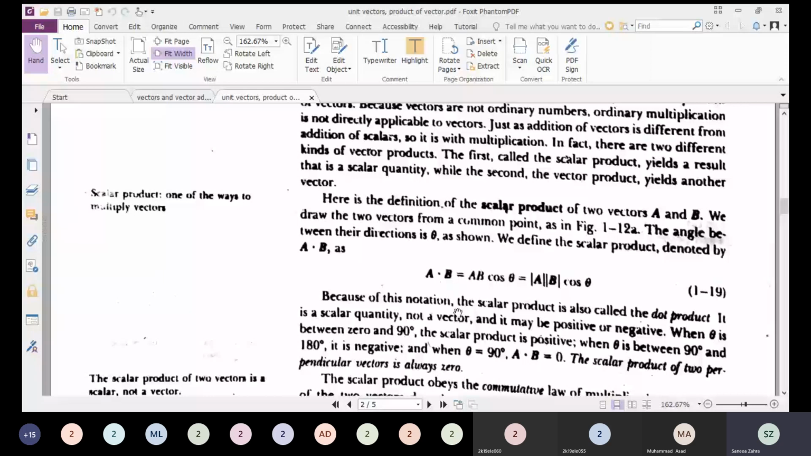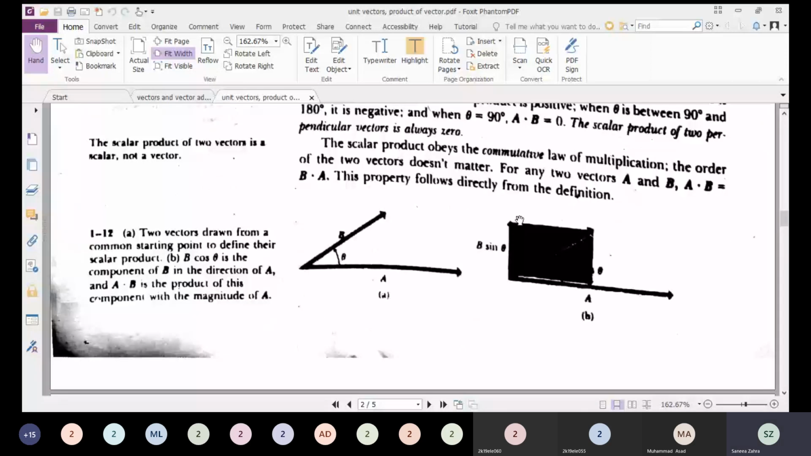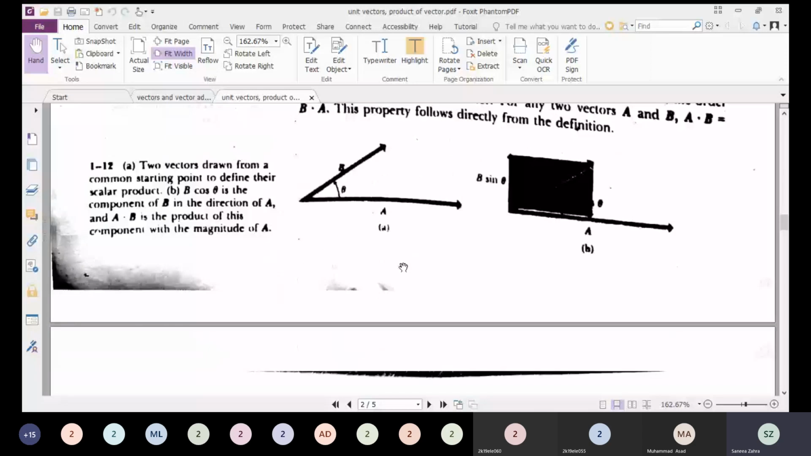And the quantity can be positive or negative. When theta is between 0 and 90, the value will be positive. When it is between 90 and 180, the value will be negative. And if theta is equal to 90, then the product will be 0. The commutative law holds for scalar product, but it does not hold for vector product.